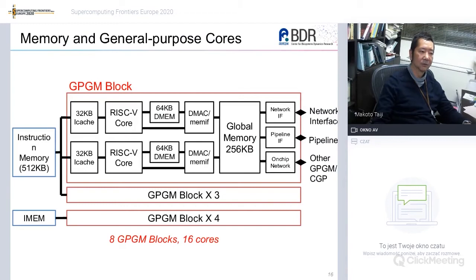This is a diagram of the memory and processor block. Two cores are embedded in a single block, and these two cores share one large memory of 256 kilobytes, some scratchpad memories, DMA controllers, and some interfaces to the network unit, pipeline unit, and on-chip network unit. In total, we have 8 such blocks, which correspond to 16 cores.